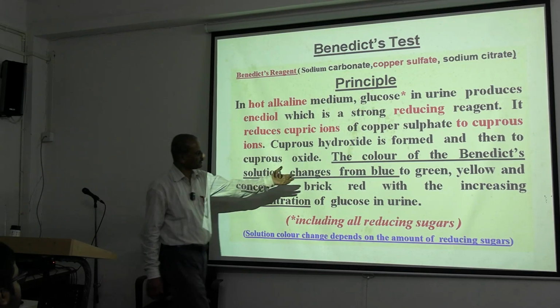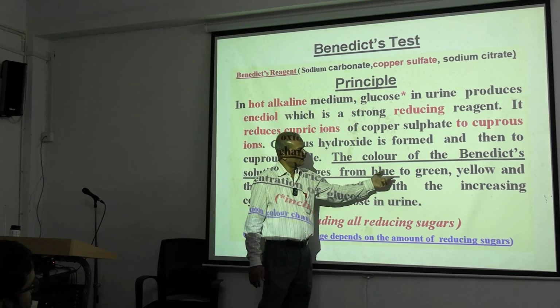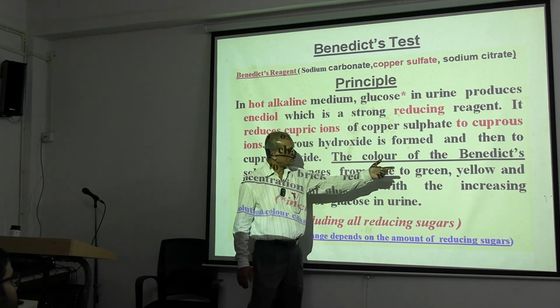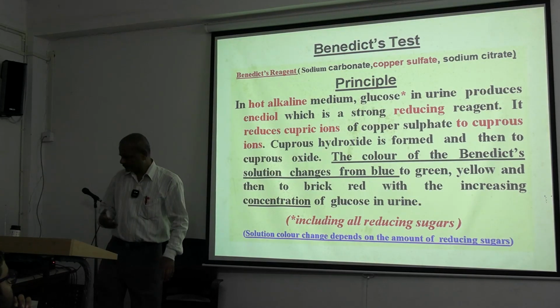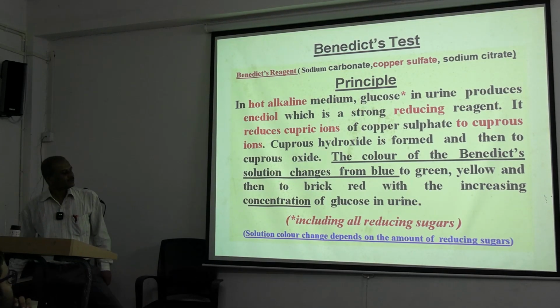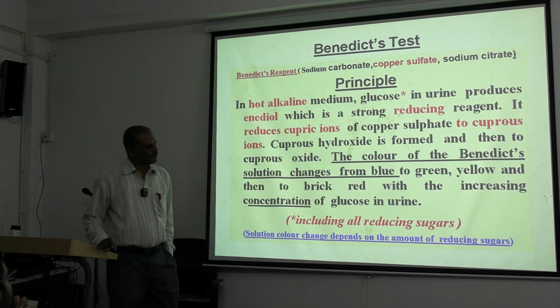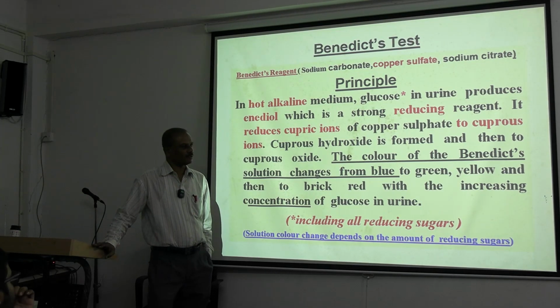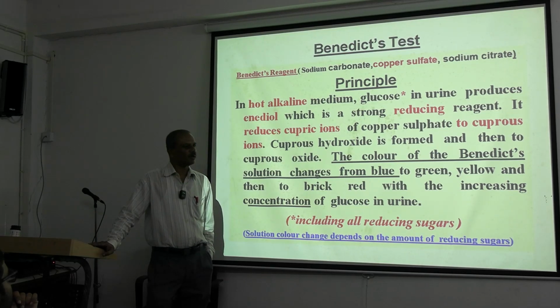If it is less, it will be green. If there is nothing, then it stays blue. Slight green, more than that yellow, then orange and brick red. That spectrum you will see. There you will be given 3 solutions: A, B and C. The 3 solutions will have different concentrations, because in the examination this type of solution will be given, and not everyone will get the same solution. So somebody might not get any reducing sugar at all.